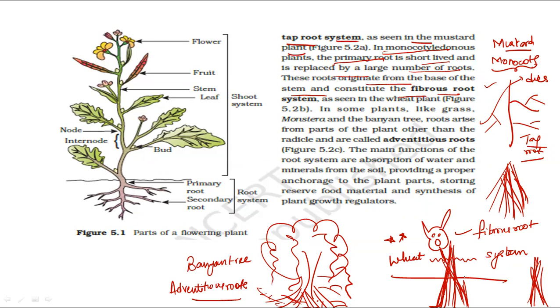The primary root is short-lived, so it dies off, and then there is a group of thick roots that can be seen. It is called the fibrous root system. It also gives protection from grazing animals.